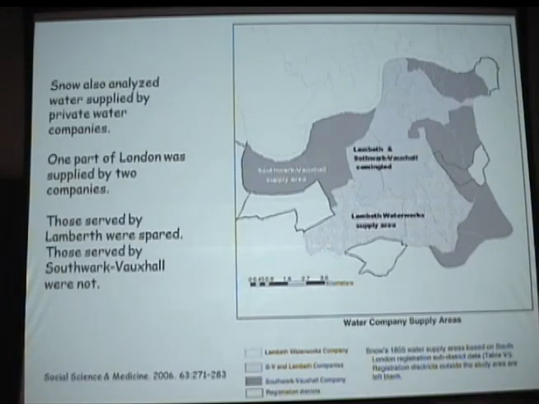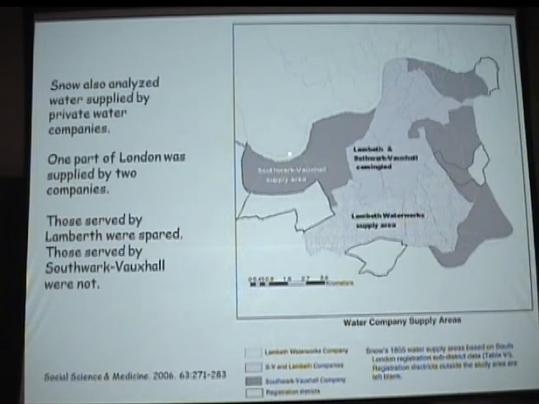There was at that time in London a number of private companies that would supply water in pipes, not just hand pumps, but they would supply water in pipes to citizens of London. And there was a number of companies that did that. And one of them was called the Southwark Vauxhall Company, and then there was the Lambeth Company.